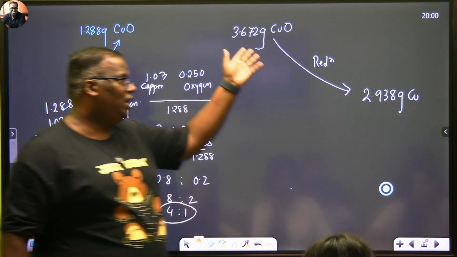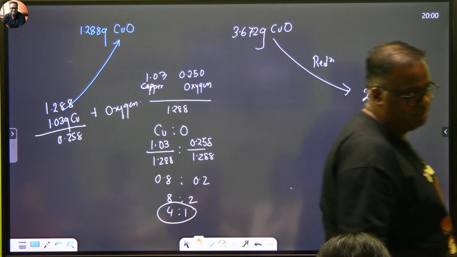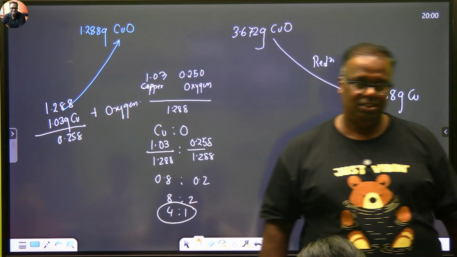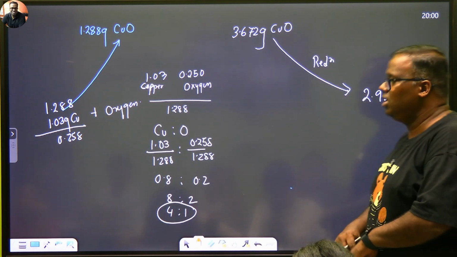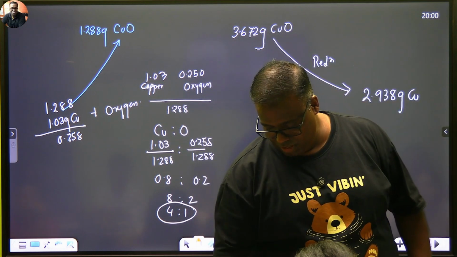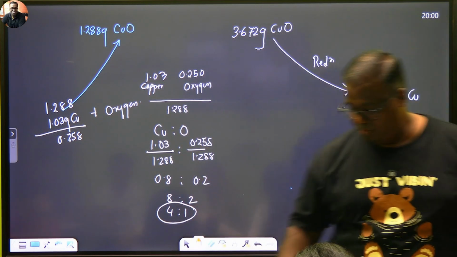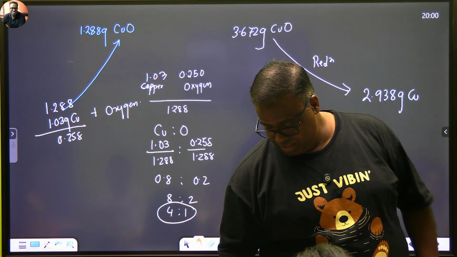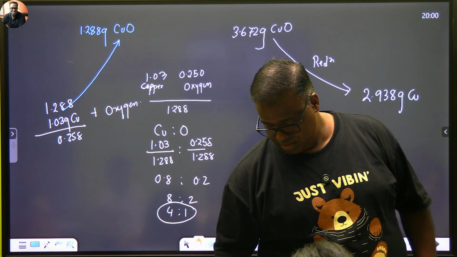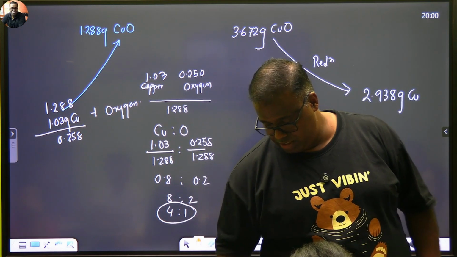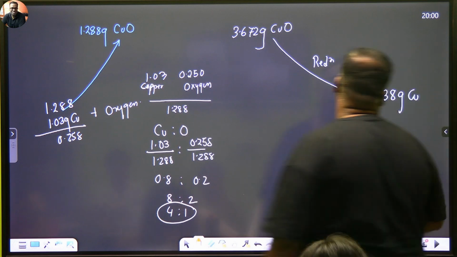If we can prove that यहाँ भी 4 is to 1 कारोबार हुआ है, because ये भी तो copper oxide ही है, ठीक है? So let's find out the oxygen out here. How much oxygen you will get out? So tell me what is the value? How much of copper oxide? 3 point minus 2.938. So oxygen is 0.734.